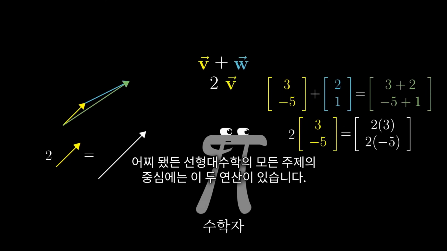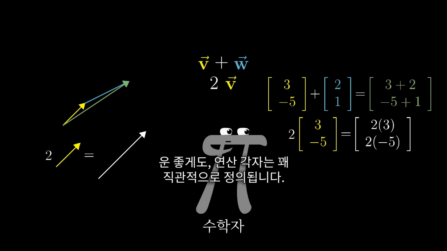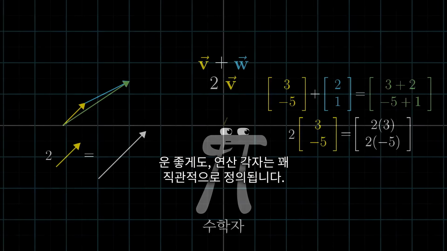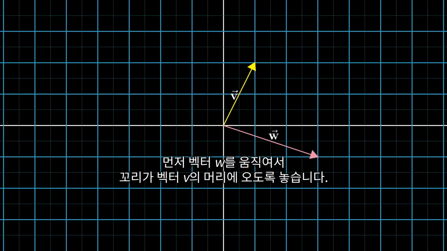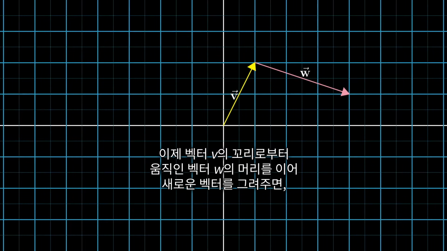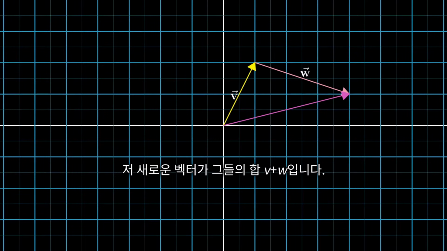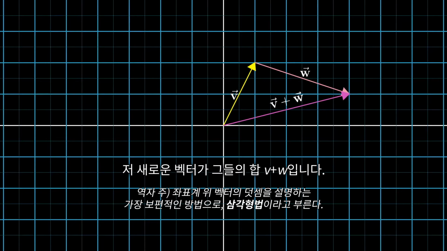After all, every topic in linear algebra is going to center around these two operations. Luckily, each one's pretty straightforward to define. Let's say we have two vectors, one pointing up and a little to the right, and the other one pointing right and down a bit. To add these two vectors, move the second one so that its tail sits at the tip of the first one. Then, if you draw a new vector from the tail of the first one to where the tip of the second one now sits, that new vector is their sum.